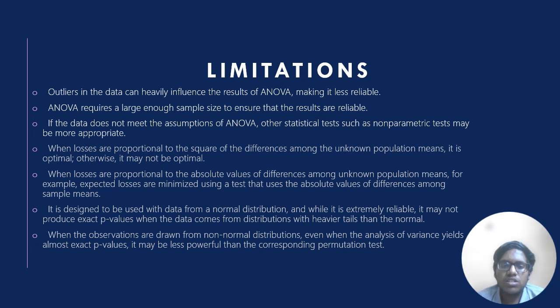When losses are proportional to the square of the differences among the unknown population means, it is optimal. Otherwise, it may not be optimal. When losses are proportional to the absolute values of differences among unknown population means, for example, expected losses are minimized using a test that uses the absolute values of differences among sample means. It is designed to be used with data from a normal distribution, and while it is extremely reliable, it may not produce exact p-values when the data come from distributions with heavier tails than the normal. When observations are from non-normal distributions, even when the analysis of variance yields almost exact p-values, it may be less powerful than the corresponding permutation test.